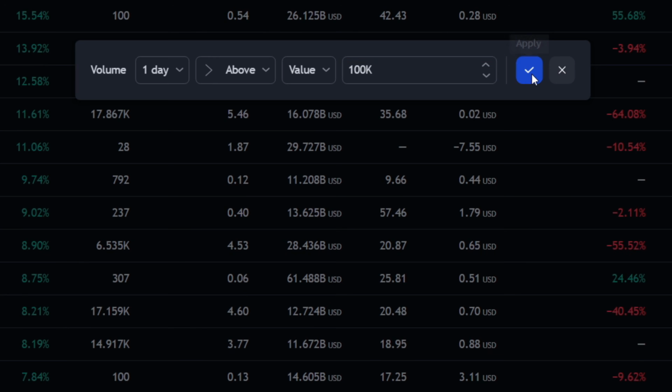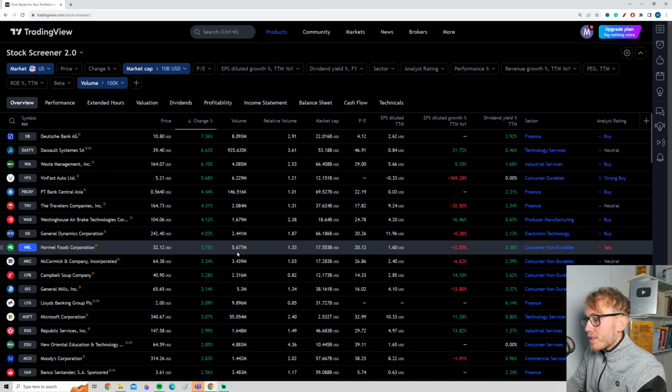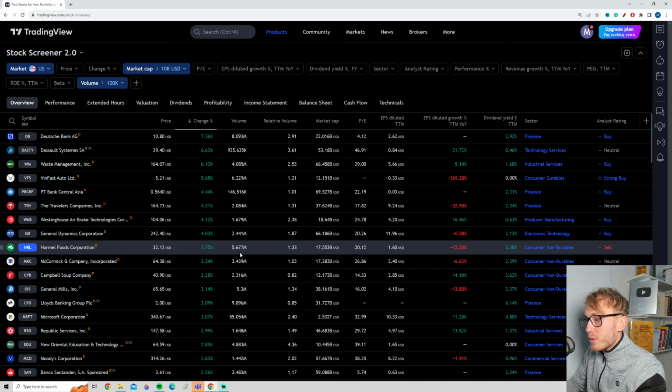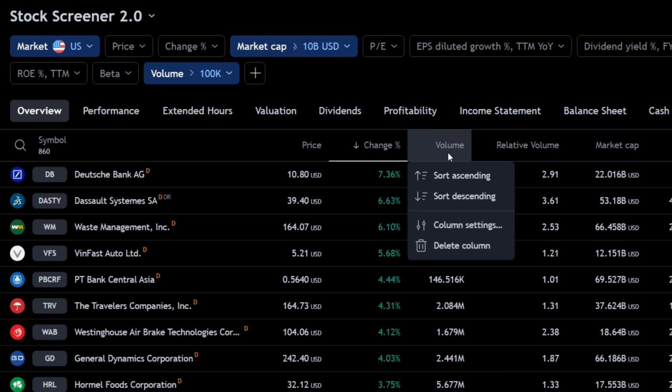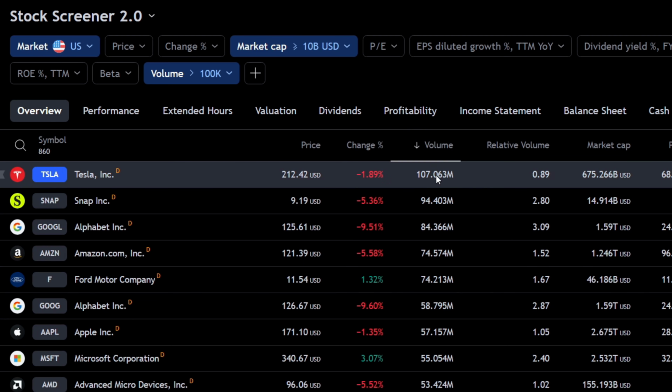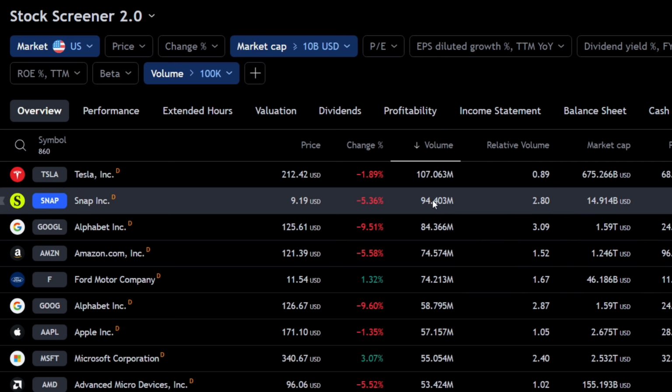So let's press apply right here. And now, as you can see, when it comes to volume, we will always have at least 100,000 stocks traded. And if you want to, you can of course sort based on the volume. So you can sort by descending volume, and then you will have at the top the most traded stock, and so on and so on.